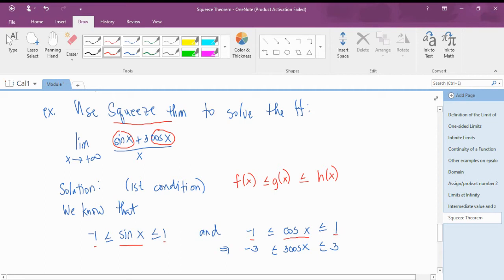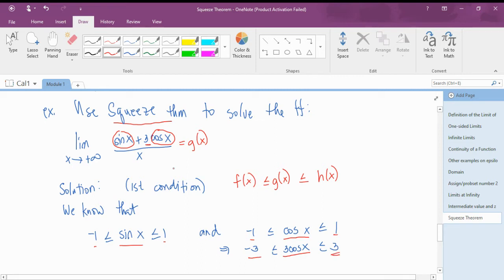Okay. Pero, take note, yung cosine x natin, doon sa original function, meron siyang kasamang 3. So, 3 cosine x. So, magmumultiply tayo doon sa middle function ng 3 para mag-arrive tayo sa 3 cosine x. Of course, kapag nag-multiply tayo ng 3 doon sa middle function, dapat mag-multiply din tayo ng 3 doon sa left and right side. So, negative 1 times 3, meron tayong negative 3. 1 times 3, meron tayong positive 3.